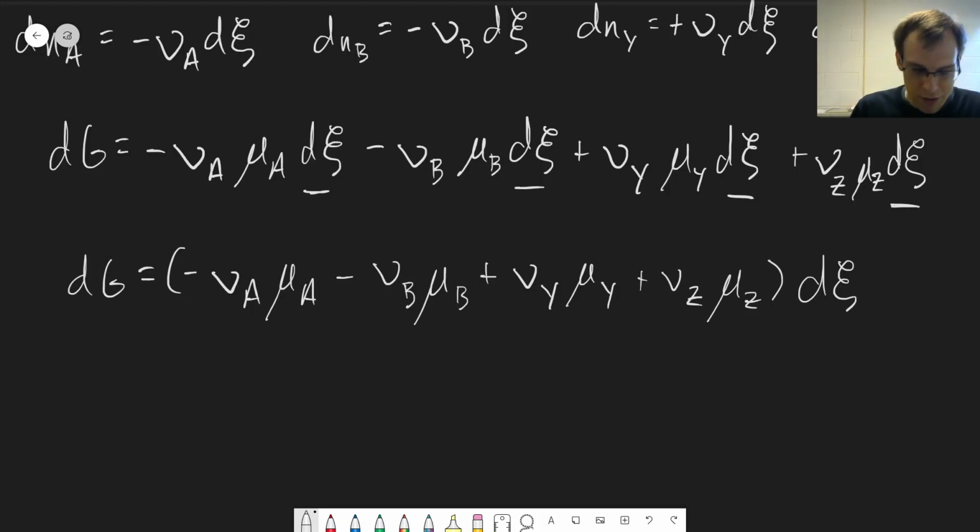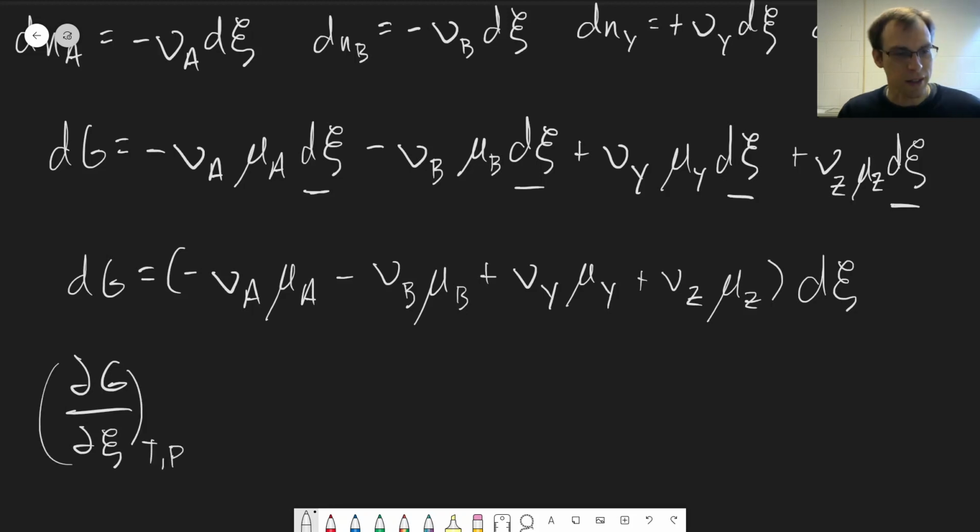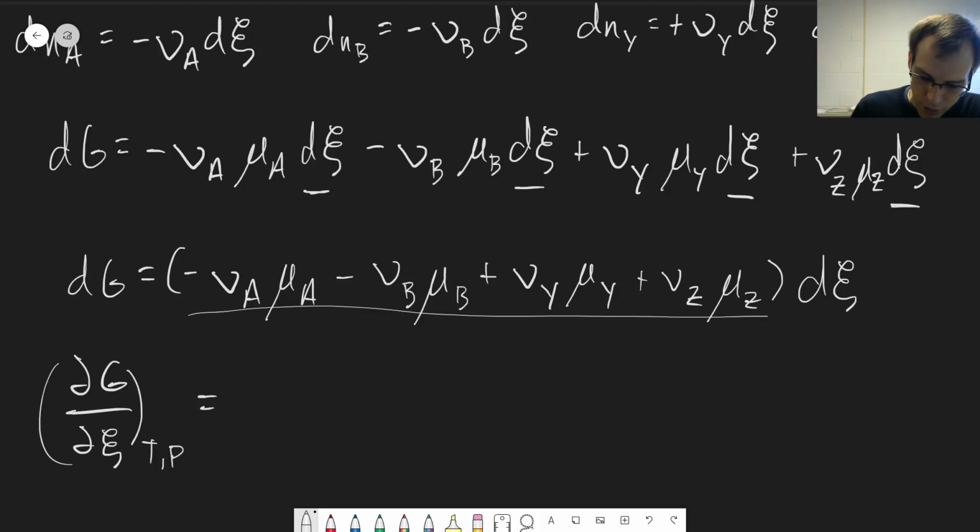Let's look at what the partial derivative of Gibbs energy with respect to this variable looks like, holding temperature and pressure constant. Well, that's just going to be equal to all of these terms here. So we can write that this partial derivative is equal to, and I'm switching things around here, I'm going to put the products first as the positive values. Incidentally, this is why you learned in general chemistry you take products minus reactants. It's because of this.